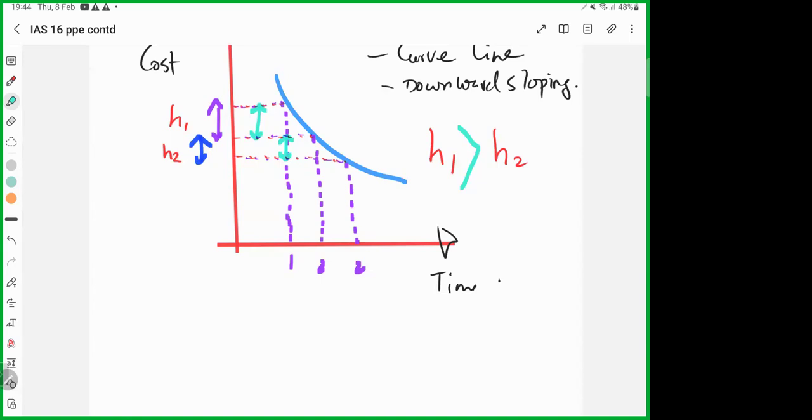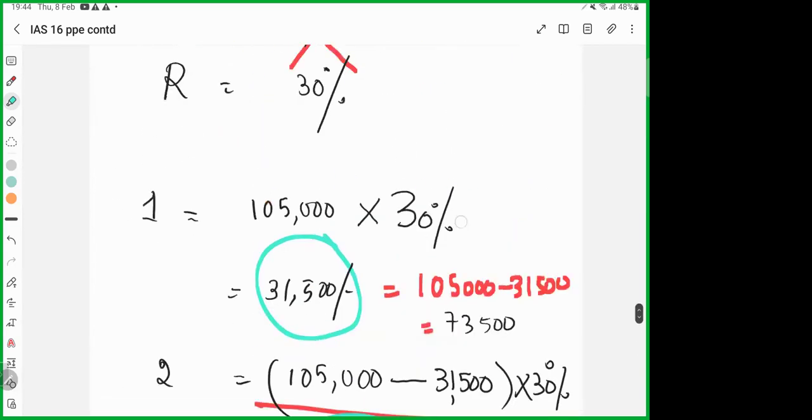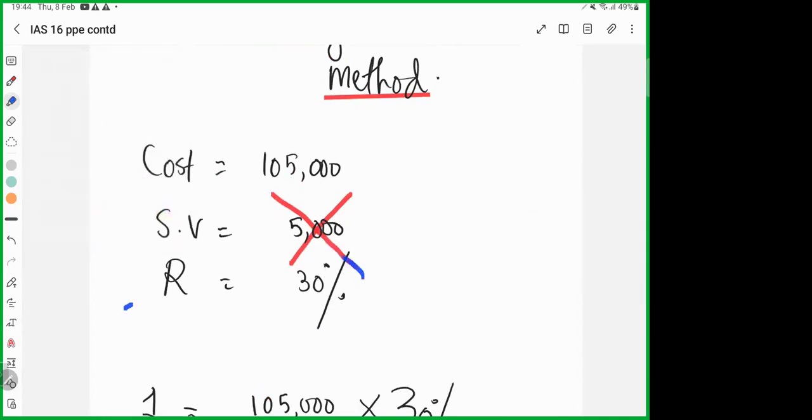Yes. And in your exam, they are not going to ask this, but I thought I would share this also. Now, you see, I have written here the rate of depreciation 30%, correct?